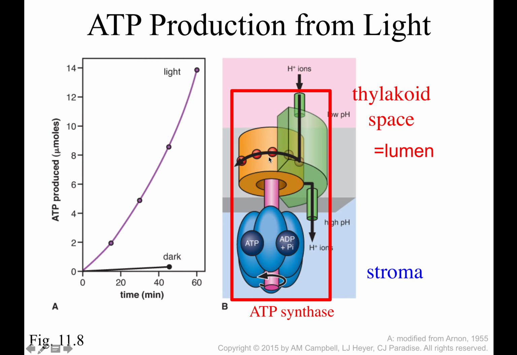How do they make ATP? They do it the same way that mitochondria do. They have an ATP synthase that looks just like it does in mitochondria. Hydrogen ions go from the lumen space, where you just pumped a bunch of hydrogen ions, through this little machine, turns the turnstile around, ADP and P get put together, and the plant makes ATP.